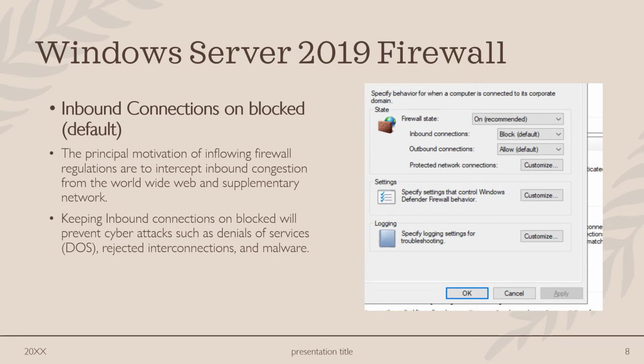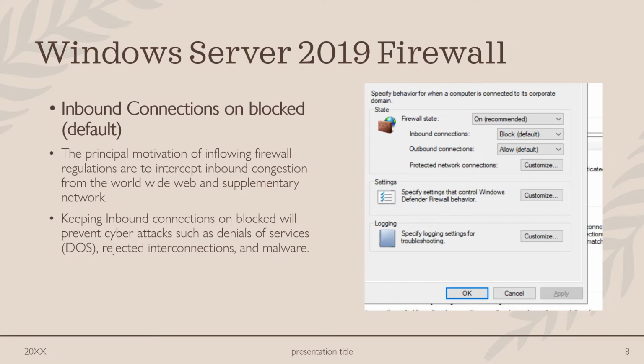Okay, so next we're going to start with our Windows Server firewall. And first one we have is our inbound connections on block. It's automatically on by default. So pretty much the principle of inbound firewall regulations is to intercept inbound connections from the World Wide Web, the internet, and supplementary networks.